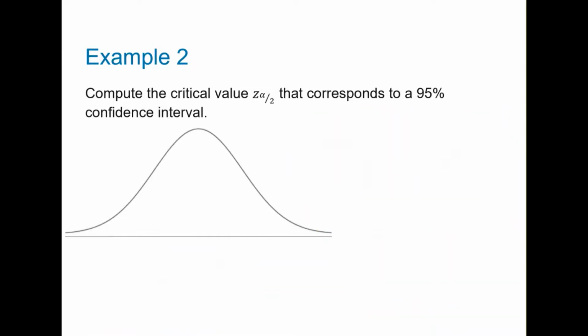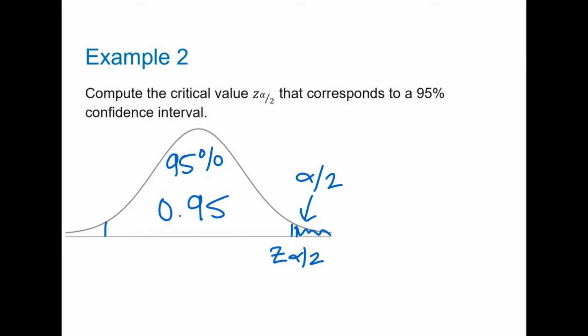Now let's look at a second way to find alpha over 2. We want to find the critical value that corresponds to a 95% confidence interval. So that means we're looking at the middle 95%. We can rewrite 95% as 0.95. The area in the right tail is alpha over 2. And z alpha over 2 is the z-score that has an area of alpha over 2 to the right of it. Remember that the area under the curve is 1.